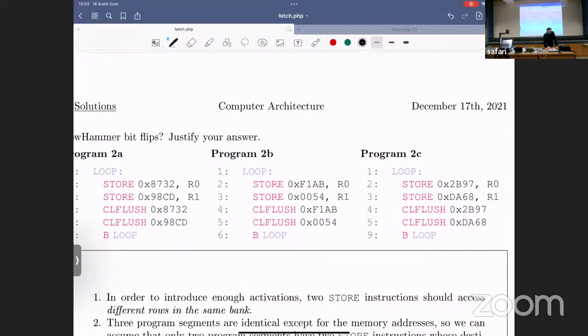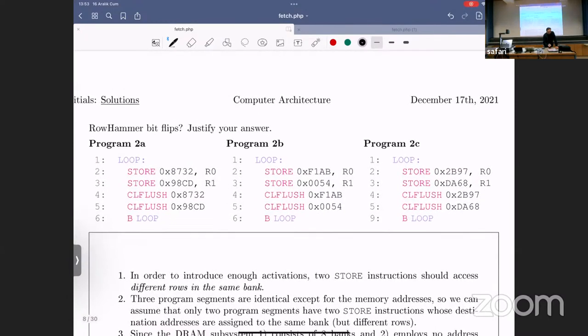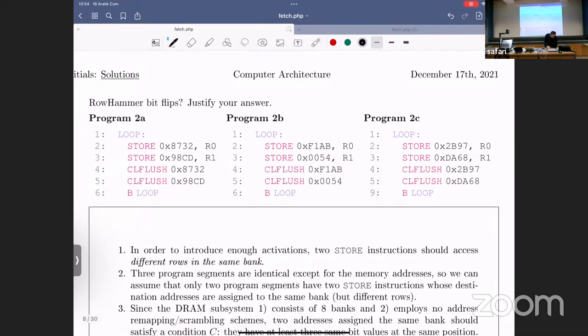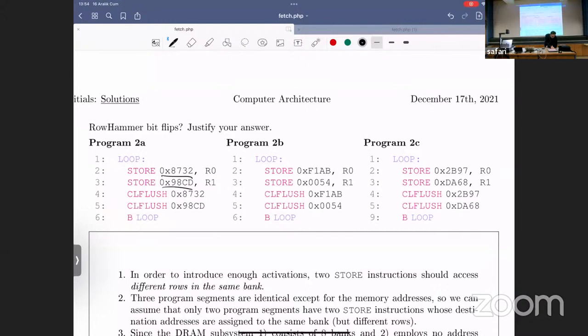So again, we have these codes here, very similar to the one that you saw earlier. Here we are accessing different addresses in these three programs, if you notice. So we can just focus on these addresses and see what is different, right? So here, this is in hexadecimal format, right? So we need to convert them to binary format and see which address bits they have.